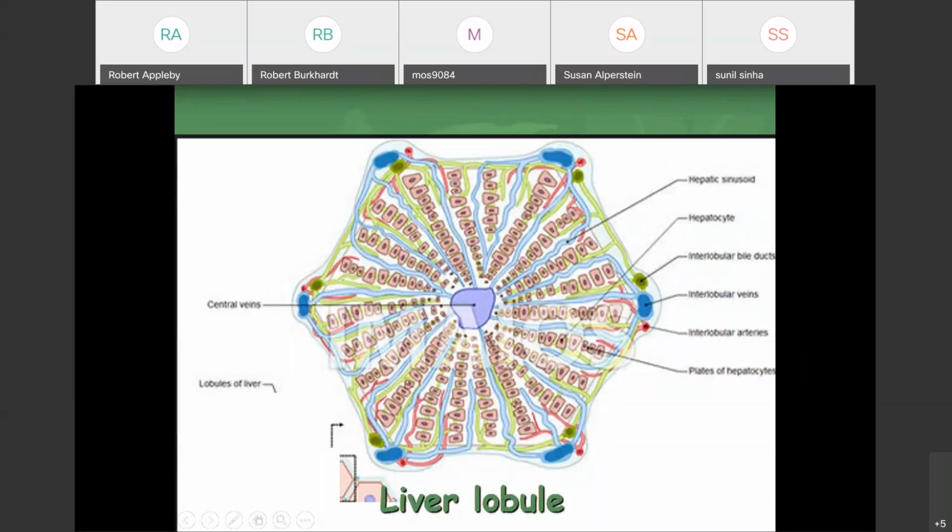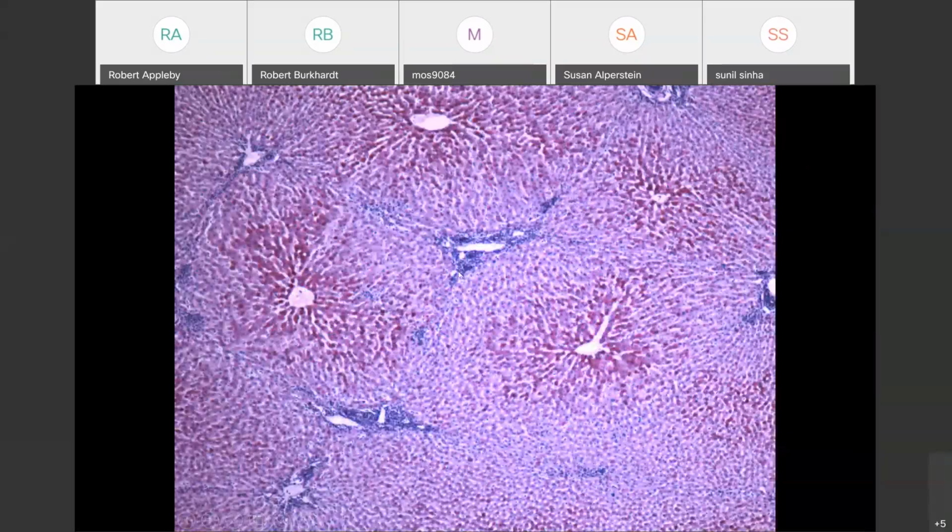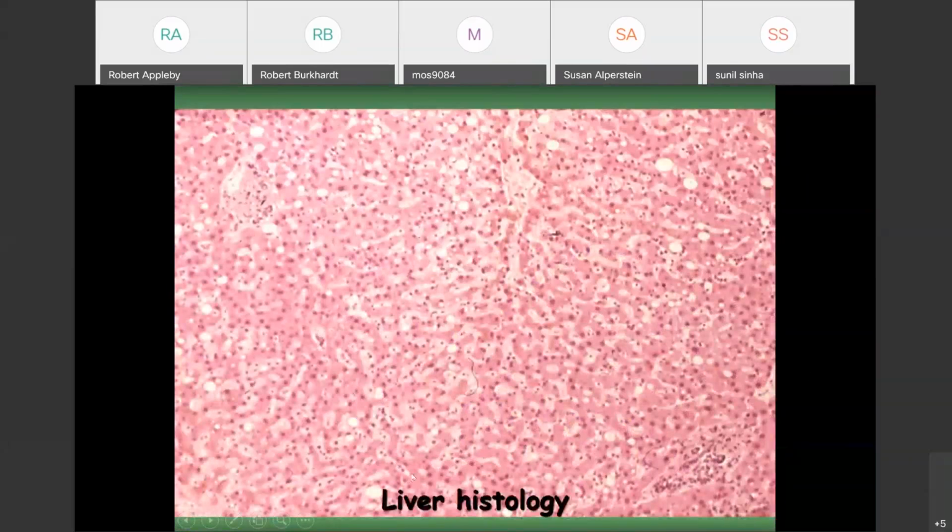Everything's organized. This is trichrome stain to show the central vein and the portal triad with 3 vessels, and you have rows of hepatocytes leading to the central vein. And this is just normal histology.